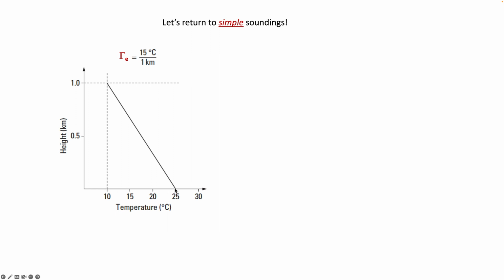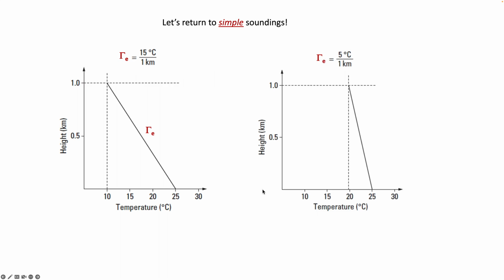If we connect the temperature at the surface with the temperature at 1 kilometer, we get an environmental lapse rate line. This gives us the temperature in the atmosphere at any vertical location from the surface up to 1 kilometer. The temperature decreases from 25 to 10 over this 1 kilometer vertical change, so our environmental lapse rate is 15 degrees Celsius per kilometer. You'll note that we drop a vertical dashed line from our temperature of 10 at 1 kilometer to the x-axis to show this 15 degree temperature decrease.